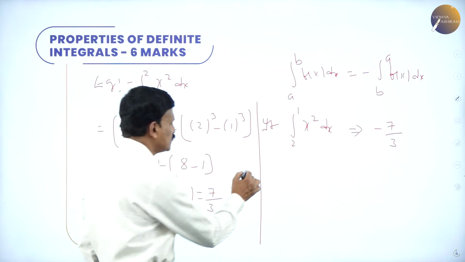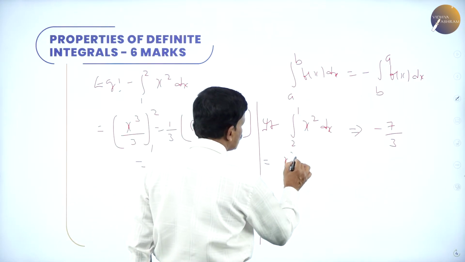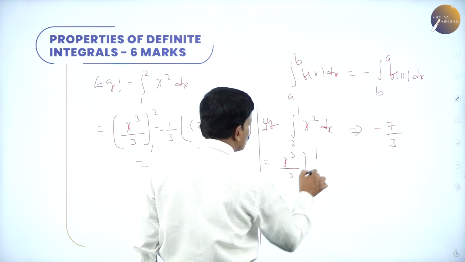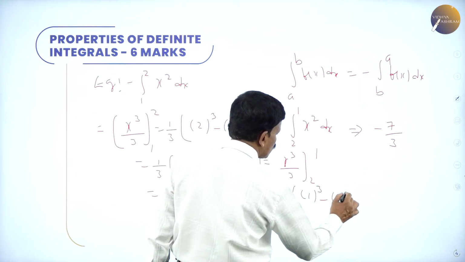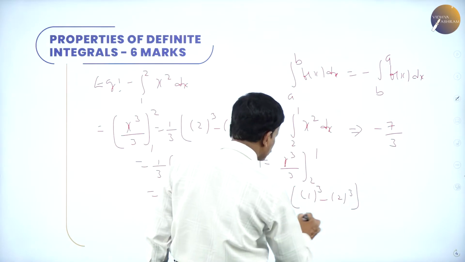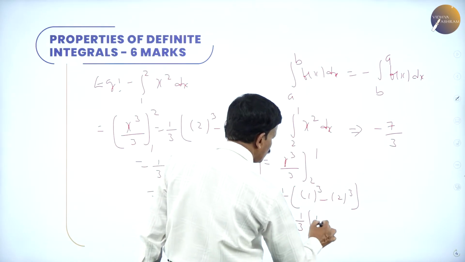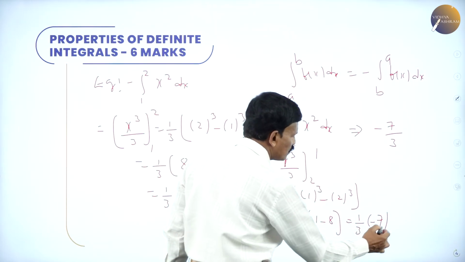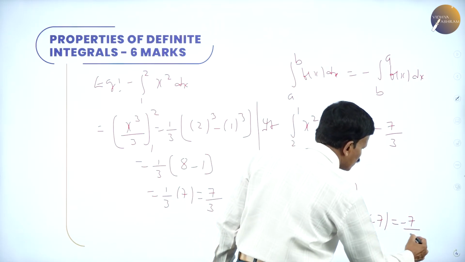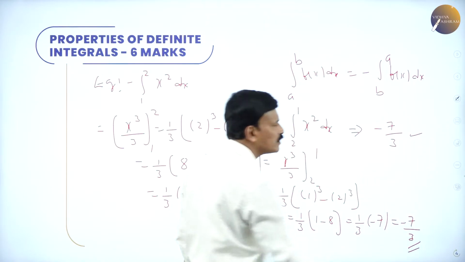Let me check. The integral of x square is x cube by 3 between limits 2 to 1. Take 1 by 3 out. Upper limit 1 cube minus lower limit 2 cube. That is 1 by 3 into 1 minus 8, which is 1 by 3 into minus 7. This is equal to minus 7 by 3, which is the required answer.